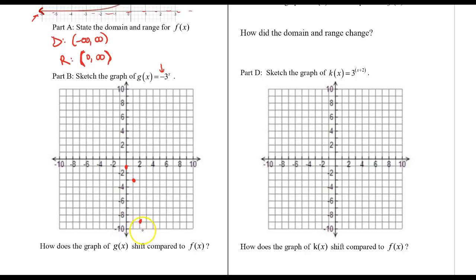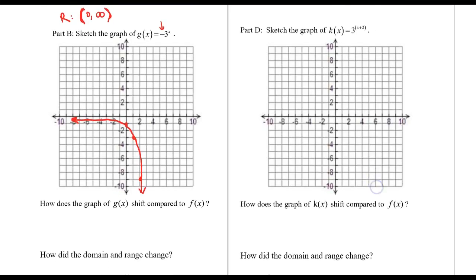And then I'm just going to kind of sketch as best I can. I'm going to make sure I never cross that x-axis. Draw my little arrows, and there's my new function. And then how does the graph of g of x shift compared to f of x? Well, again, it's reflected over the x-axis. And in this case, we would say it changed from increasing to decreasing. Those mean the same thing, it's just different vocabulary.